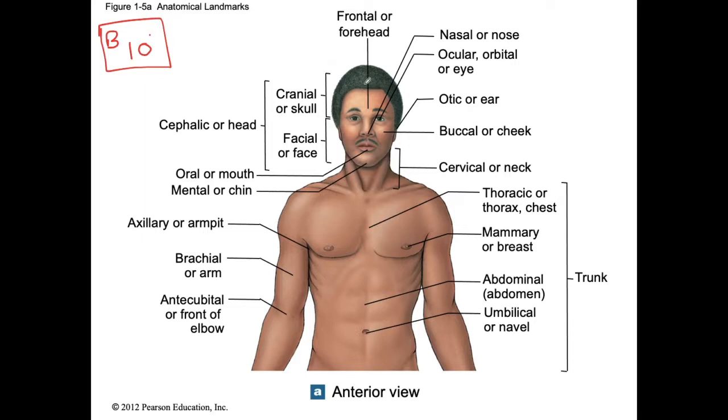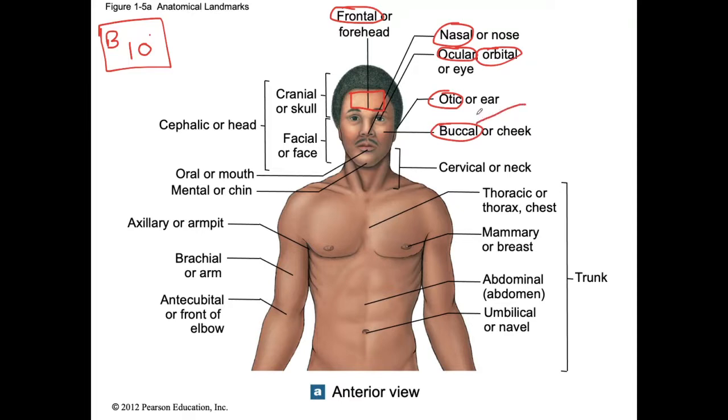So superficial, when we look at the front of the head here, this is the frontal bone or frontal. When we look at the nose, we call it nasal. When we look at the eyes, we either say it's ocular or orbital. When we look at the ear, we use the word otic. We talk about the cheek, we use the word buccal.